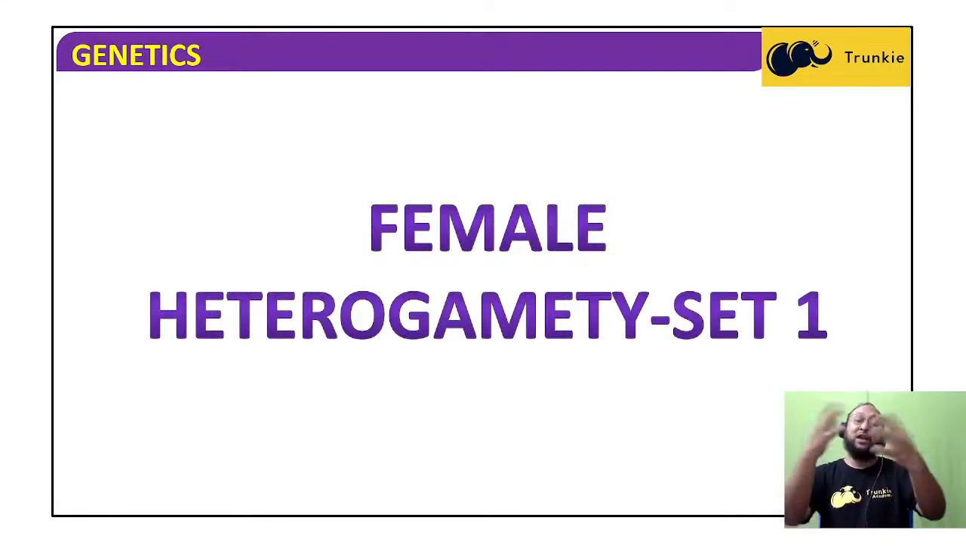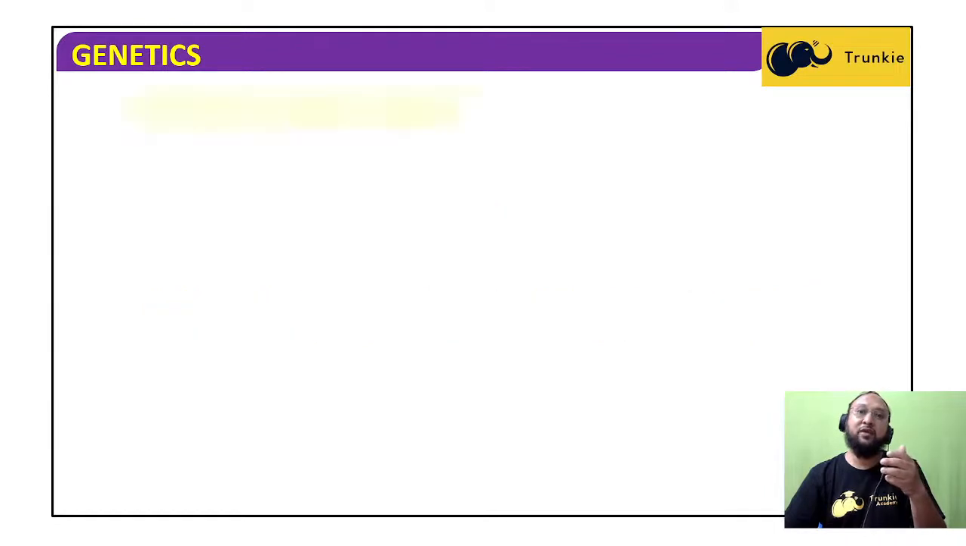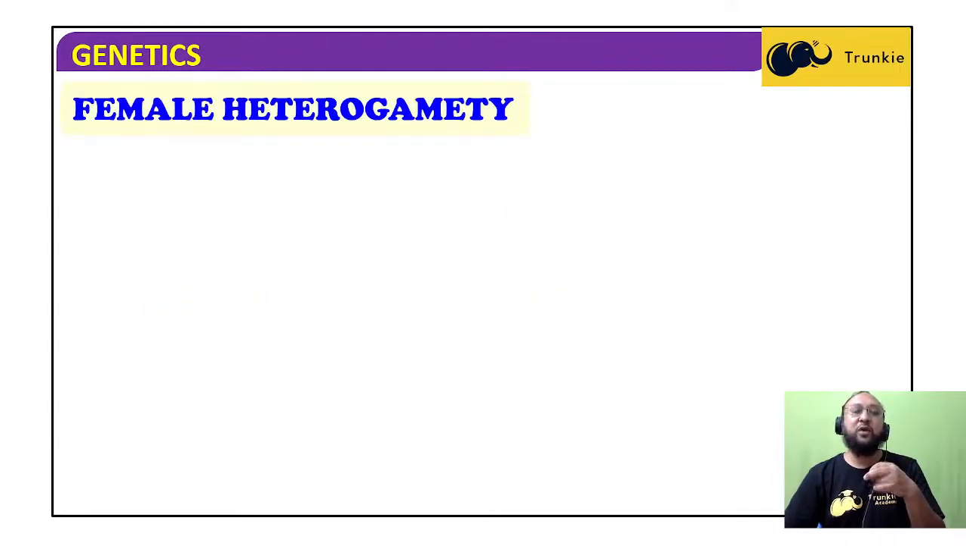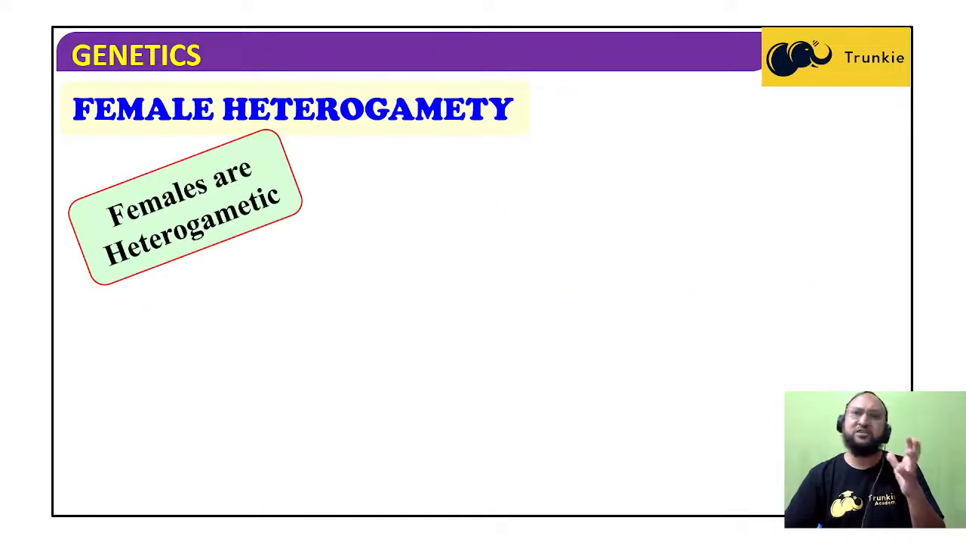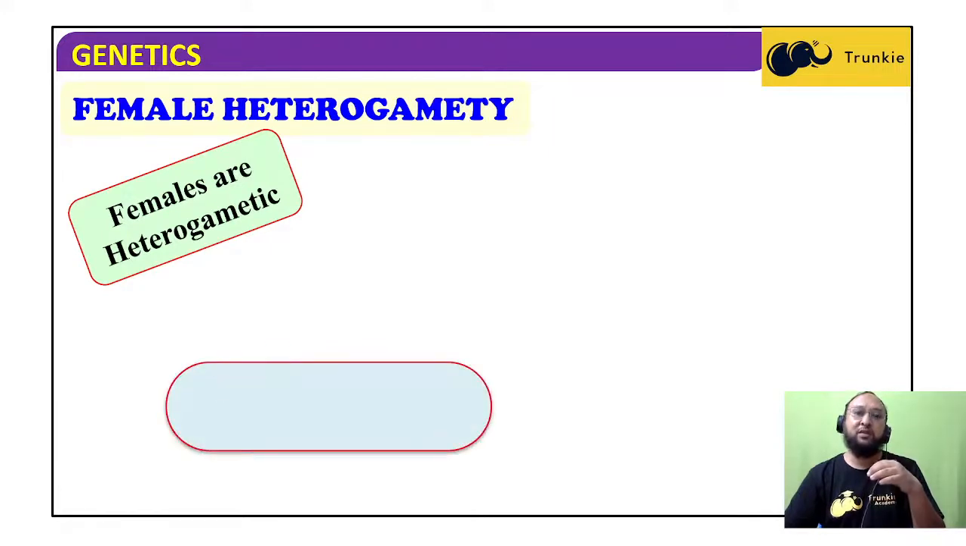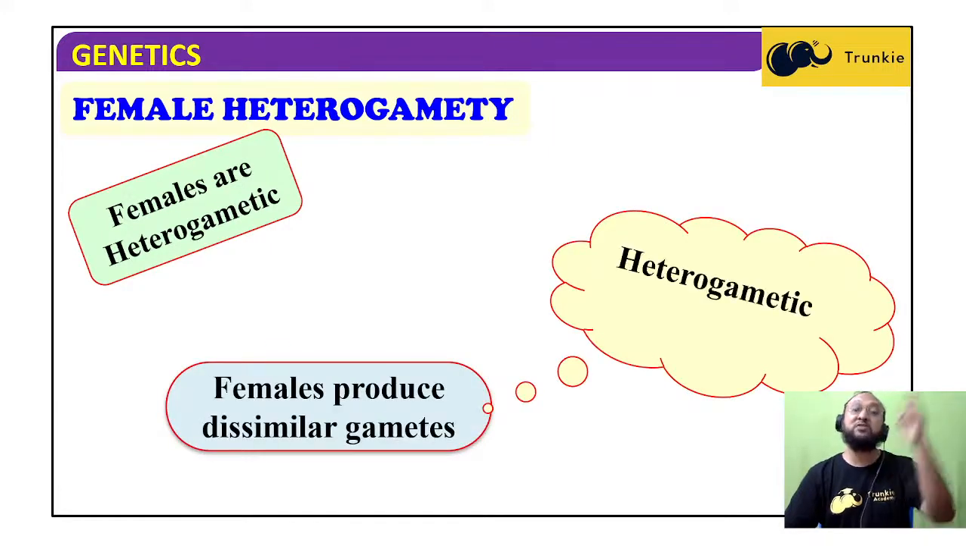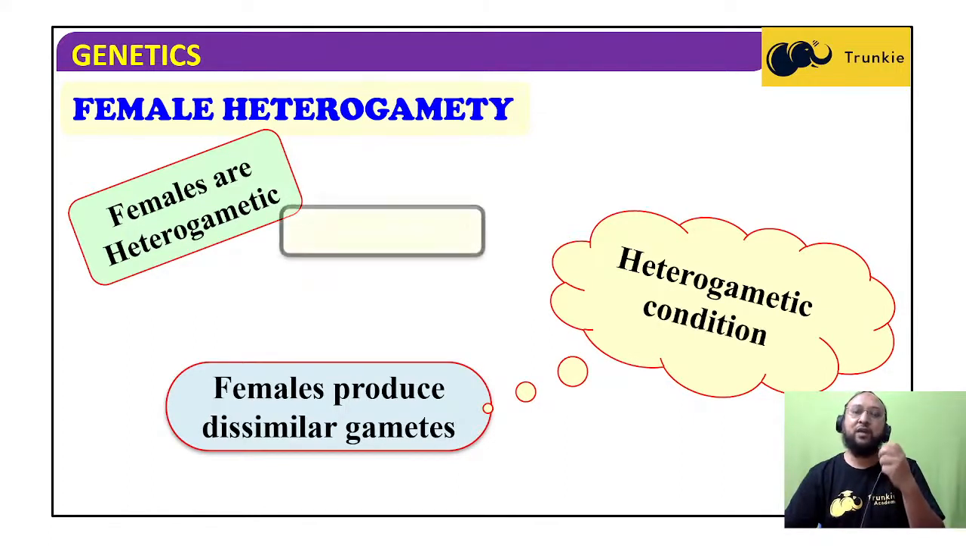Now, female heterogametic. Till now we were talking about males being heterogametic, having X and Y. Now we will see another case. In some organisms, females are heterogametic and produce dissimilar gametes, unlike human beings and Drosophila. So there will be heterogametic conditions.